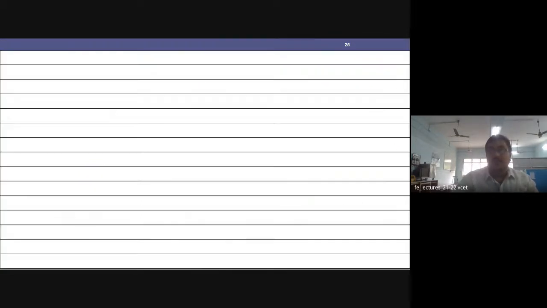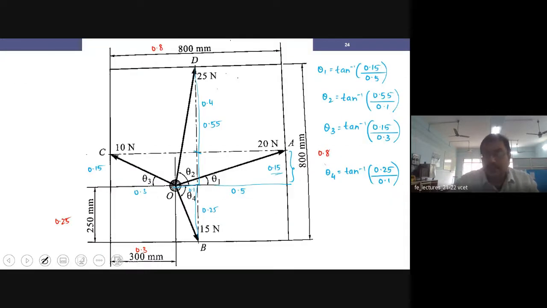Let me do one thing. Let me write it here. Theta 1 equal to 16.699 degrees. थीटा 2 बोलो वैल्यू कितना है आपके पास? सभी कैलकुलेटर है. थीटा 2, थीटा 3, थीटा 4. एक एक 3 लोग अलग अलग लोग कैलकुलेटर में डालो और फट से बताओ.